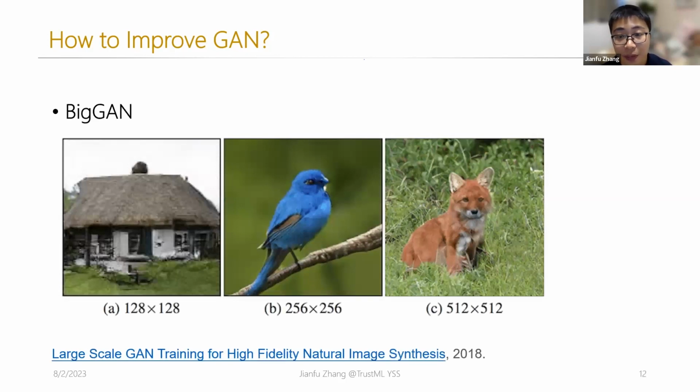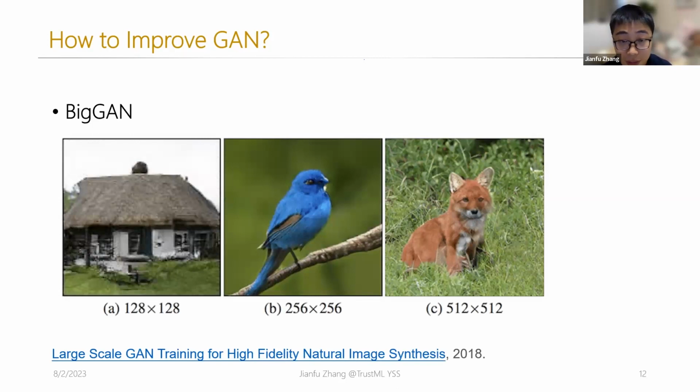BigGAN represents a significant advancement in the field of image generation, achieving impressive results through the integration of various best practices by effectively scaling up both the batch size and the number of model parameters.